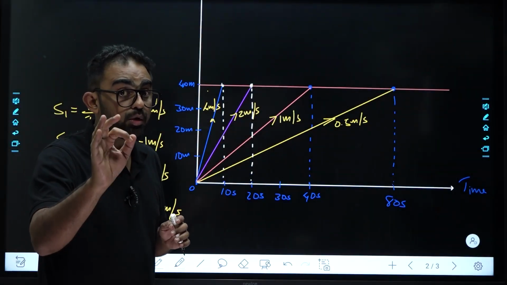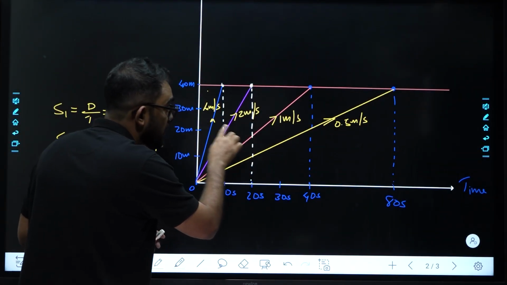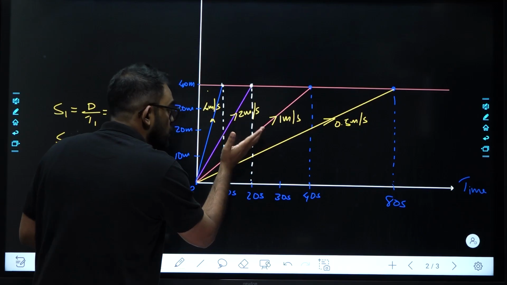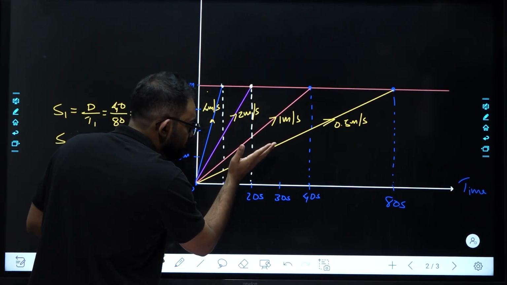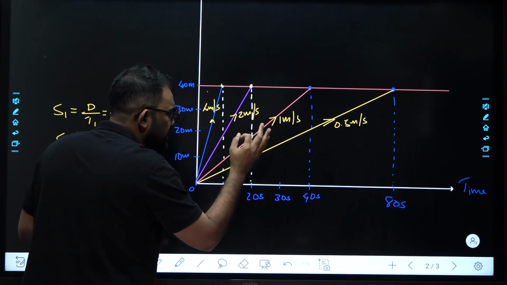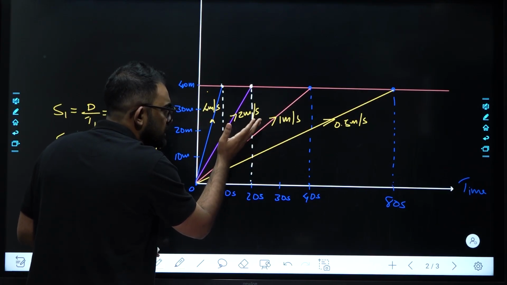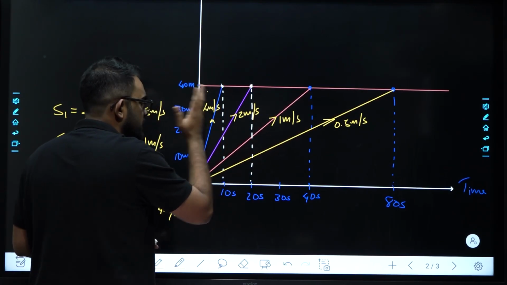See, now I want you to carefully observe the pattern of these 4 lines. See, when the line is getting closer to the distance axis, the steepness of the line is also increasing. When the steepness of the line is increasing, the speed of each line is increasing from 0.5 to 1, then 2 and finally 4 meter per second.